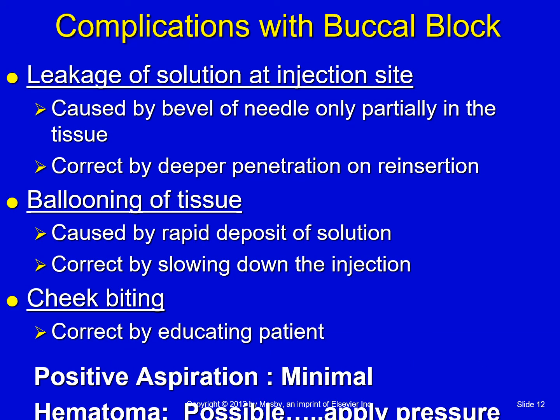So what kind of complications can we get off of the buccal block? Well, there could be leakage, and it's caused because, as I said a couple times before, the bevel of the needle is only partially in the tissue. So you're going to correct that by a deeper penetration and possible reinsertion. If the tissue is ballooning, it's because the solution is being deposited too rapidly. So you want to slow the injection down.